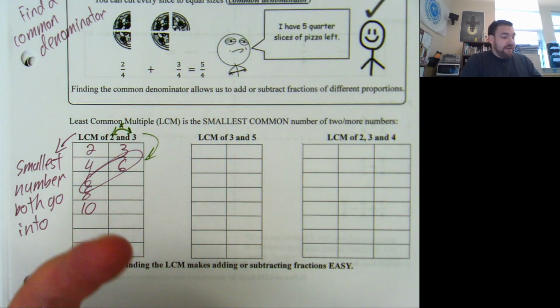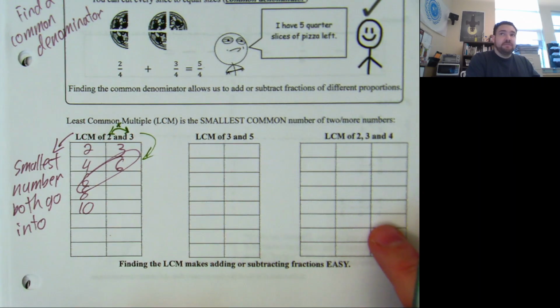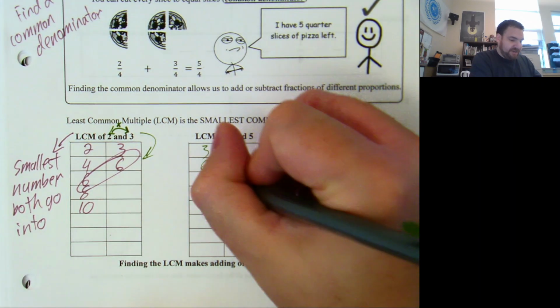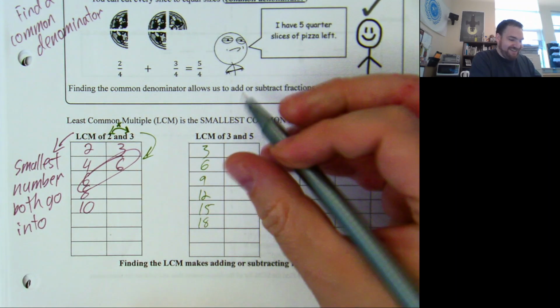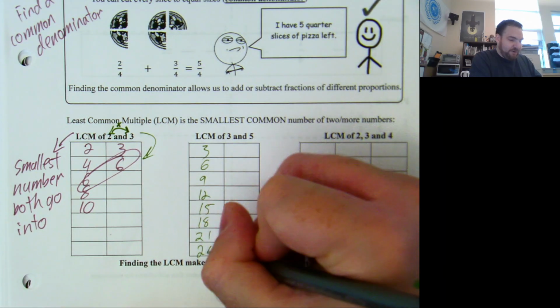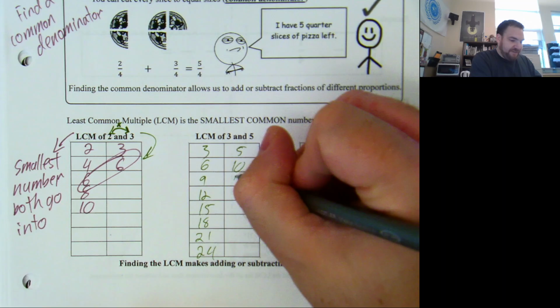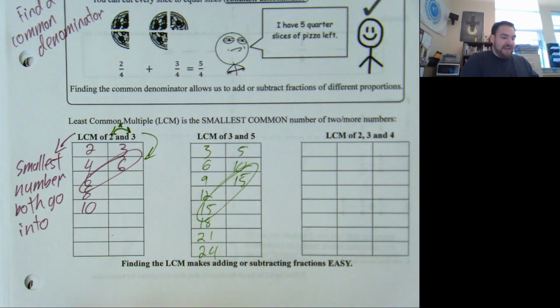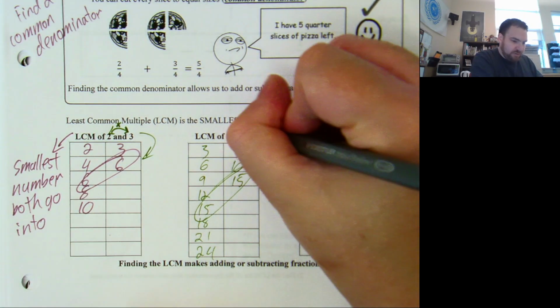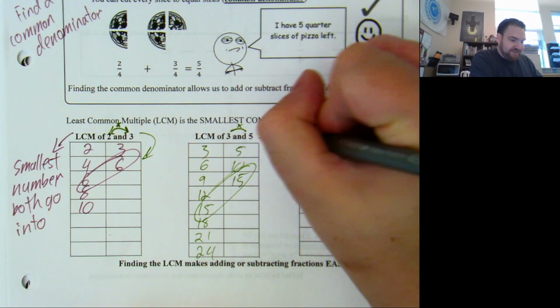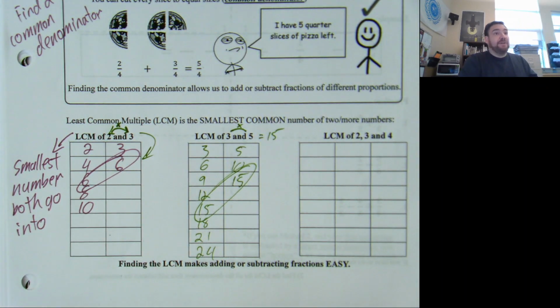So the next one, 3 and 5. I could go up by 3s. 3, 6, 9, 12, 15. Thank you. 18, 21, 24. 5, 10, 15. Look, there it is, as was just previously stated. But also, 3 times 5 is 15. Yeah, if I kept it going, 30 would be another one that would work. If you can keep the numbers smaller, it'll be easier for you.